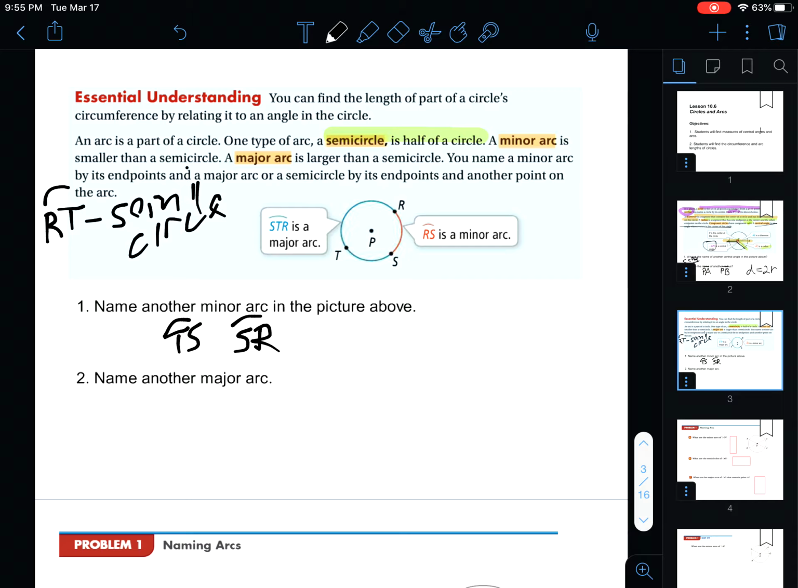Another major arc, now that's bigger than a semicircle, so that's better than halfway around. They said STR. Can you think of another one? TSR is only halfway around. You'd have to go further than that. So STR, you could go with SRT or RTS. That would work. RTS would be another one, and there are more.